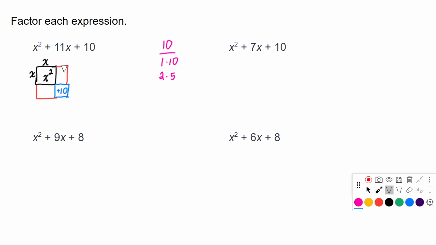Now I know that what gets added turns into one number x plus another number x. The two numbers that I choose have to add to give me the 11. I see that I have 1 times 10. I know that 1x plus 10x will add to equal 11. And I also know that a positive 1 times a positive 10 will multiply to give me my 10 units. So this factors as x plus 1 times x plus 10.